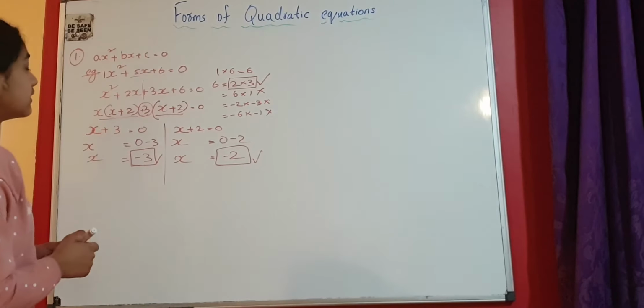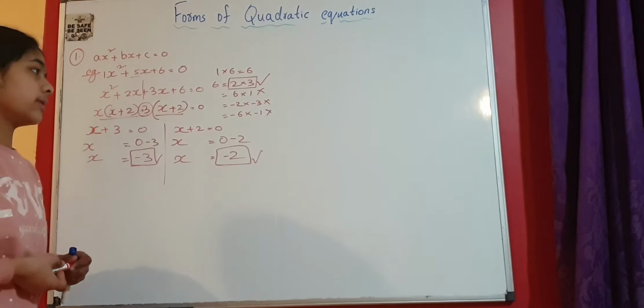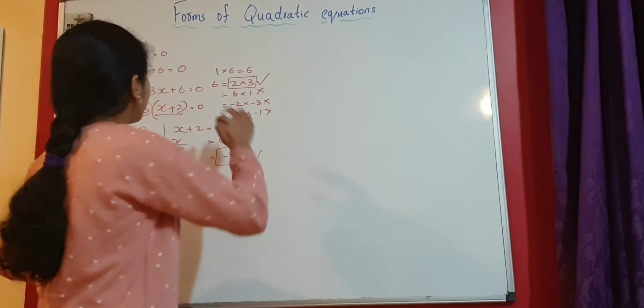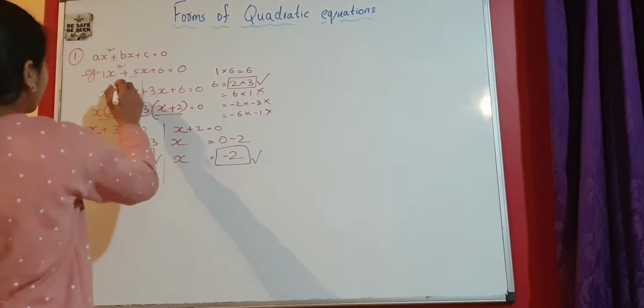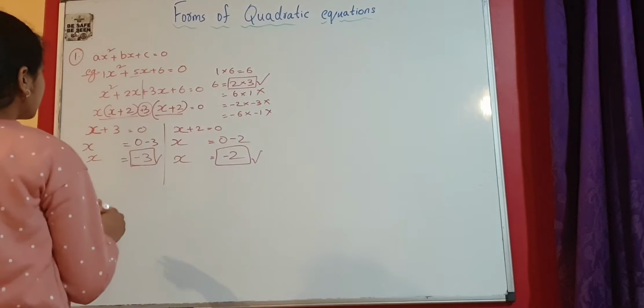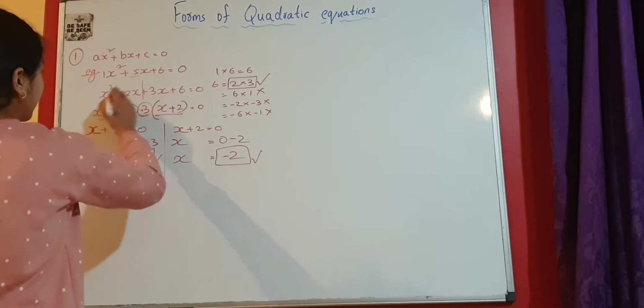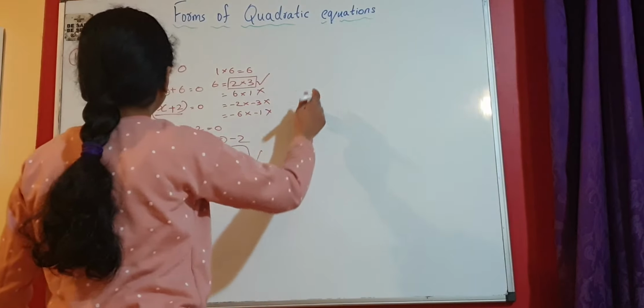Next, let us look at one more method, which is called completing square method. So for the same example again and the same form as well. So this is by factorization method. Here we will do the completing square method.